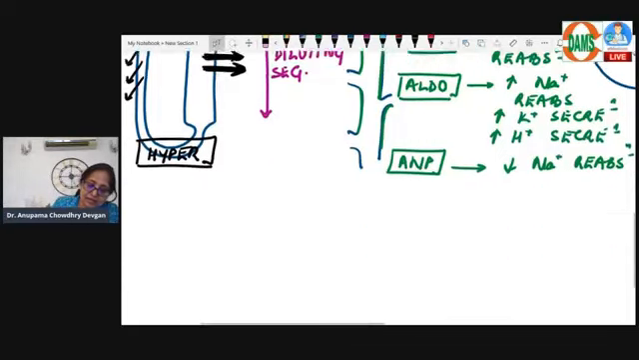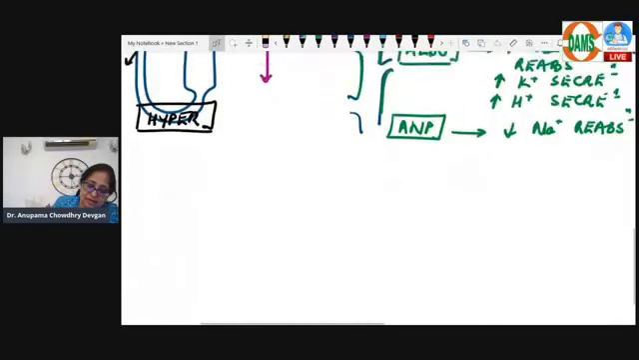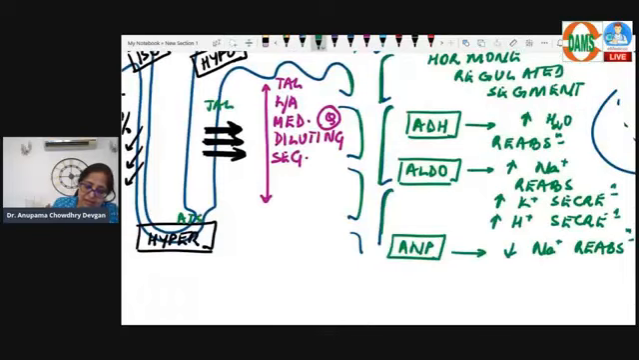This is the thick ascending limb. This is the ascending thin segment. And this is the descending thin segment. These are standard nomenclature. The thick limb is only ascending. The thin limb is descending and ascending. Now, the collecting duct is known as the hormone-regulated segment because there are at least two major hormones which act over here, ADH and aldosterone, and they will determine the final composition of urine. ADH will increase the water reabsorption. Aldosterone will increase the sodium reabsorption, potassium secretion, and H plus secretion. ANP will decrease the sodium reabsorption.